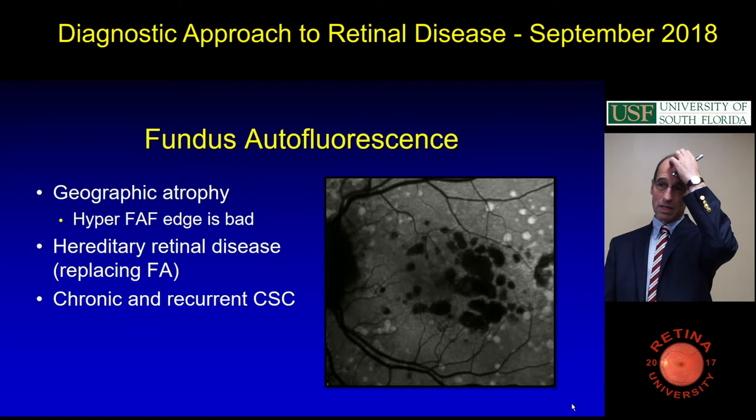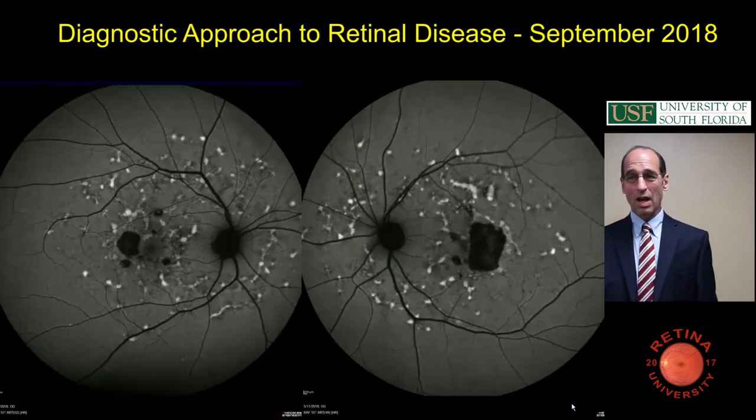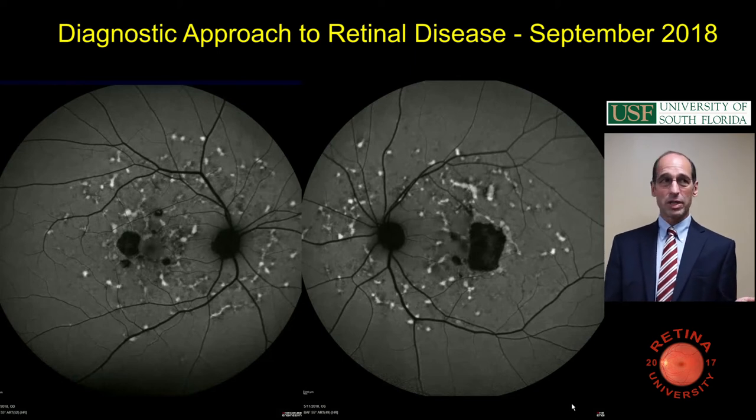And then you can see autofluorescence is nice in hereditary retinal disease and chronic recurrent central serous. I don't get my hereditary, this case I was going to show today, hereditary retinal disease, I don't get FAs that much anymore because I think the autofluorescence is fine.